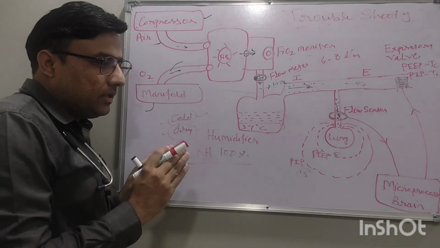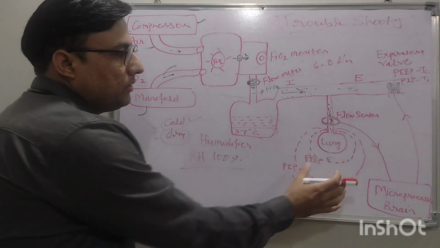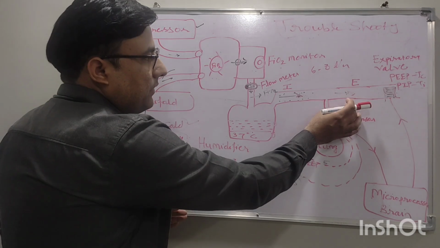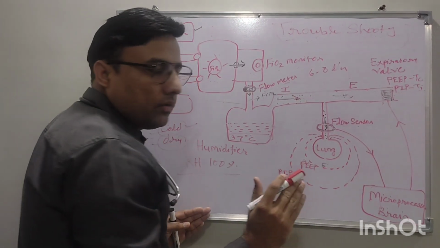Fourth is low minute volume alarm. Low minute volume means the net tidal volume is not being delivered to the baby. So for any alarm, first we have to see the baby, then go to the circuit and then the ventilator.